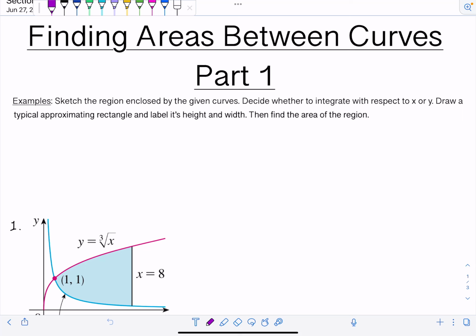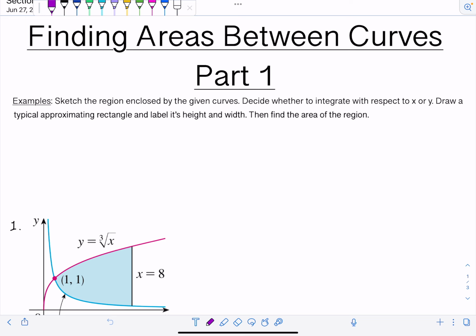In this video, we're going to be working on homework exercises for the section on finding areas between curves. This is part 1. This topic comes from chapter 6.1 in James Stewart Calculus, 8th edition. It can either be covered in Calc 1 or Calc 2 depending on what school you're going to. So let's get started. The directions are as follows.